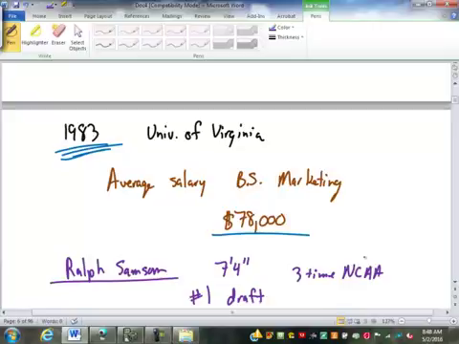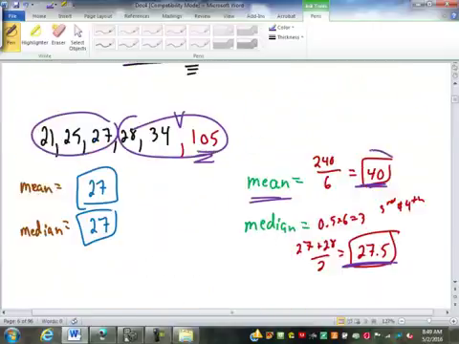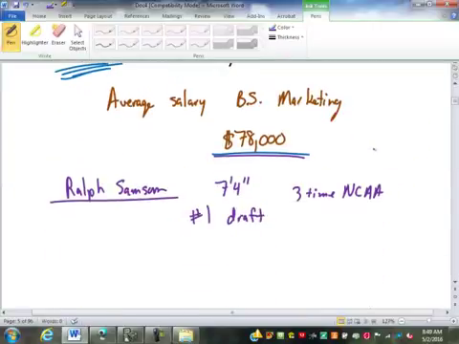Anybody want to guess how much money he made that year? Millions, several millions. Even if it was just $1 million, it takes a lot of $20,000 marketing students to average $1 million down to $78,000. As we saw up here, that one high number can really change the mean. Throwing in a number that's $1 million really throws things out of proportion. Mr. Sampson was the only person in that group that made more than $33,000 that year.